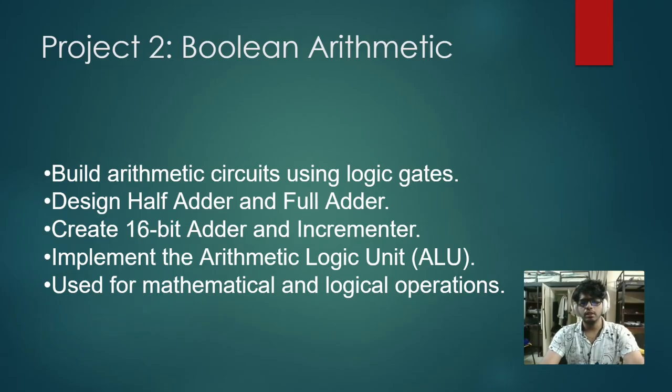Project 2 is about Boolean arithmetic. Using the gates from Project 1, we design arithmetic circuits such as half adders and full adders. We also create 16-bit adders and incrementers. Finally, we build the arithmetic logic unit, also known as the ALU. The ALU performs all calculations inside the CPU, such as addition, subtraction, and comparisons. Without a complete, proper ALU, programs cannot perform meaningful operations.